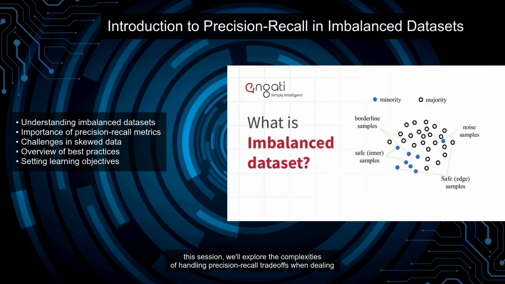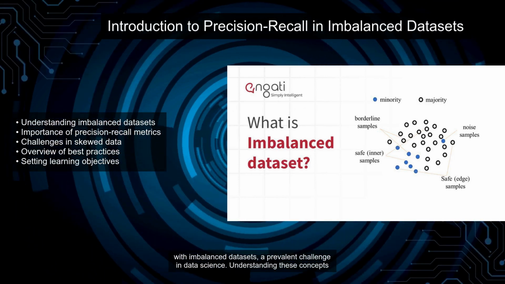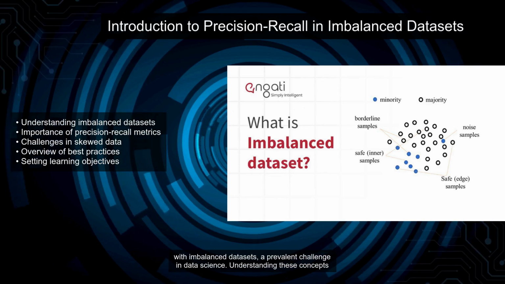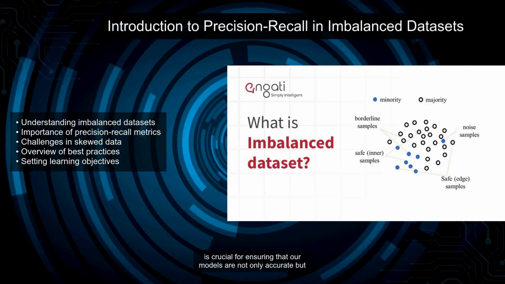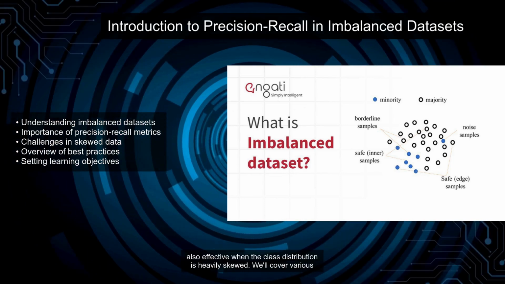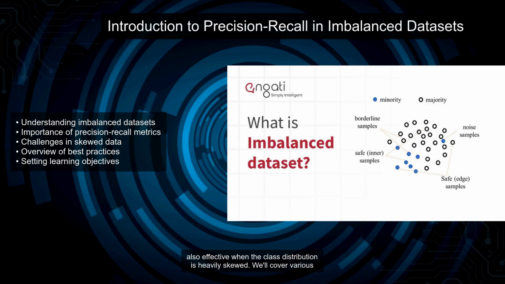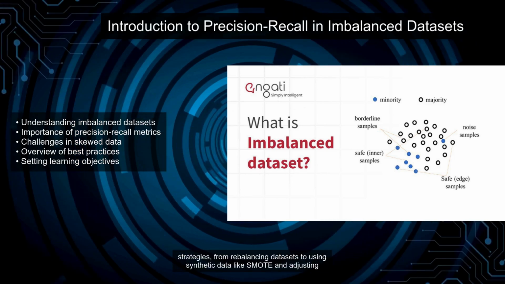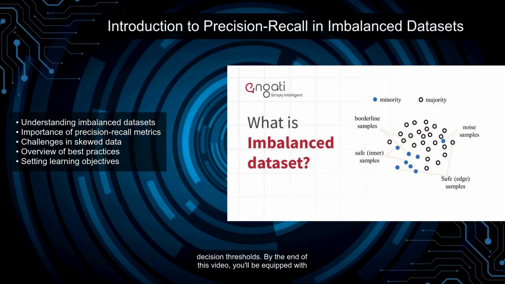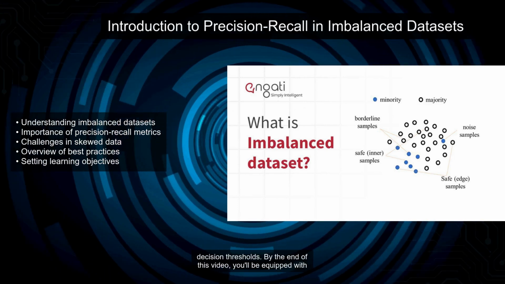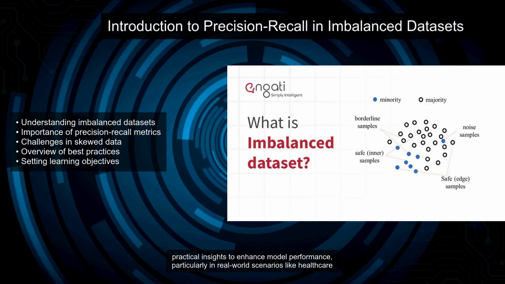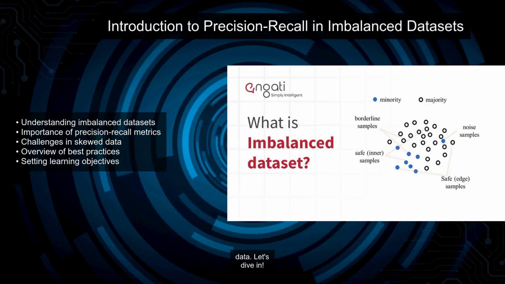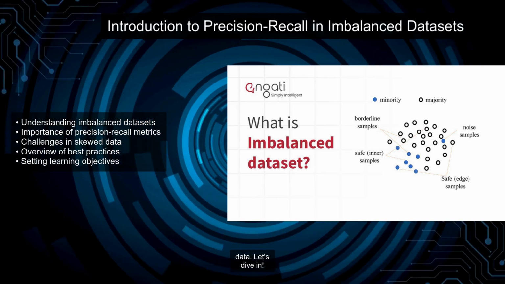In this session, we'll explore the complexities of handling precision-recall trade-offs when dealing with imbalanced datasets, a prevalent challenge in data science. Understanding these concepts is crucial for ensuring that our models are not only accurate but also effective when the class distribution is heavily skewed. We'll cover various strategies, from rebalancing datasets to using synthetic data like SMOTE and adjusting decision thresholds. By the end of this video, you'll be equipped with practical insights to enhance model performance, particularly in real-world scenarios like healthcare data. Let's dive in.